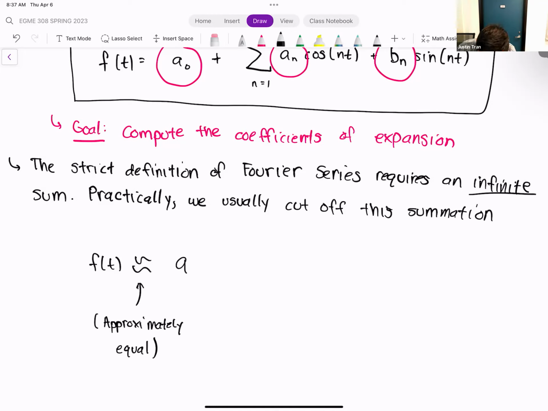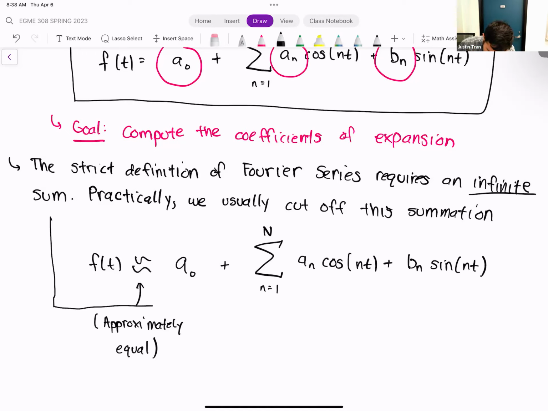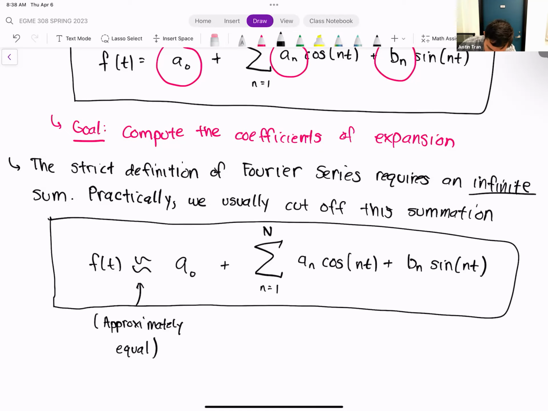Okay. It's going to be equal to A naught plus, we still have a summation, but instead of being infinite, we're going to cut this off at a certain number. And so I'm going to say that number is going to be big N. Okay. The rest still stays the same. So an cosine nt plus bn sine. For now, the big difference here is this n right here.